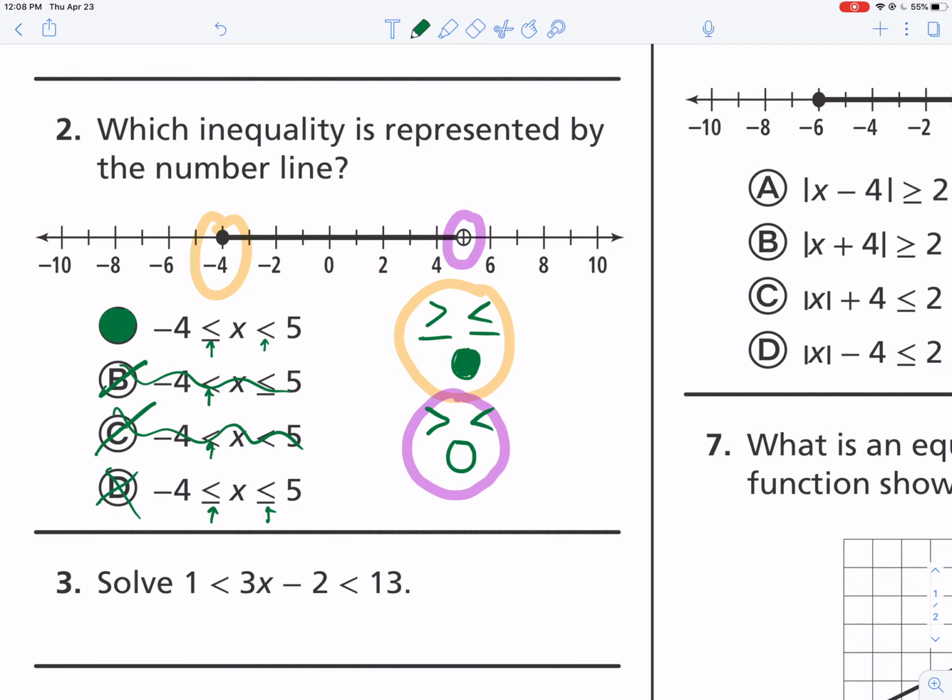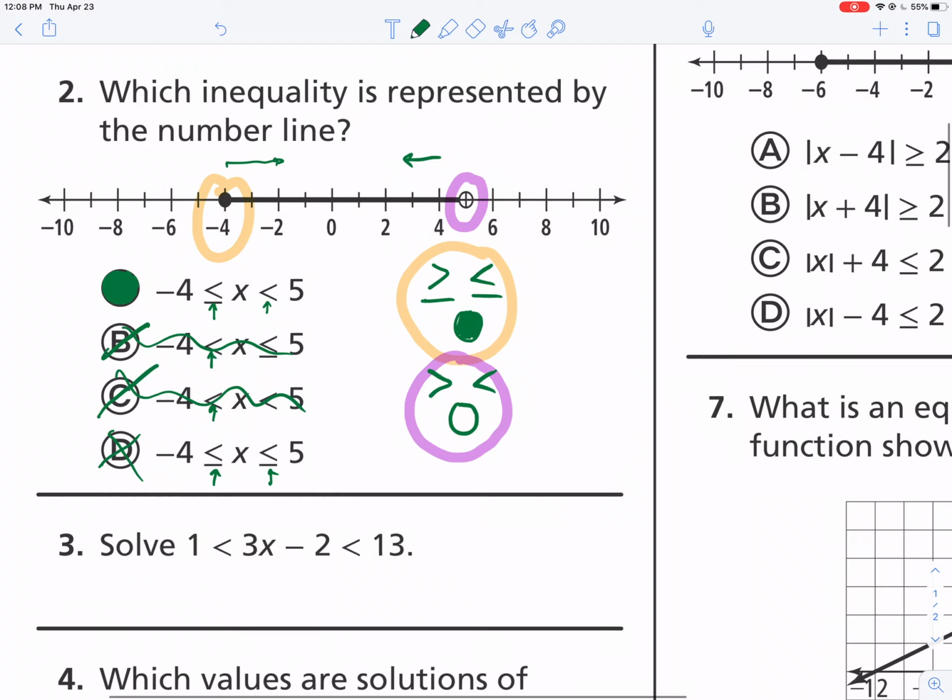Now if you look at this, this is saying I want all the numbers that are greater than or equal to negative 4, and it's going this way, and I want all the numbers that are less than or equal to 5. Excuse me, just less than, no equal to, less than 5.